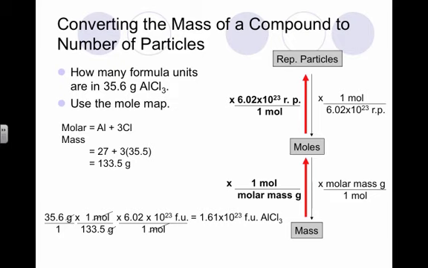A couple other things to point out here is what we've been doing up until this point is what we would call a one-step conversion, where we're only multiplying by 1 fraction here. What we're doing in this particular kind of problem is a 2-step calculation, where we're not multiplying by 1 factor but by 2. You can think of the mole as kind of like the middleman to go from mass to particles and back again. Okay, just something to keep in mind.